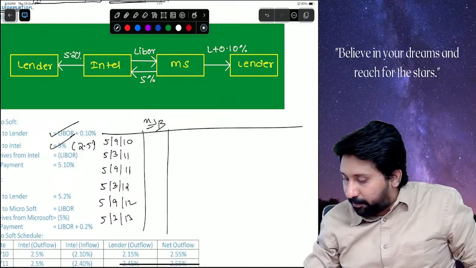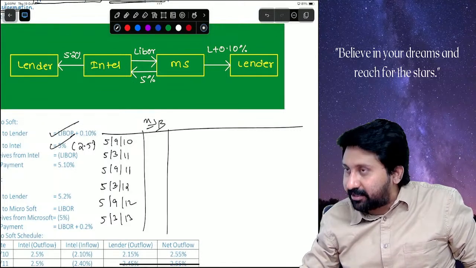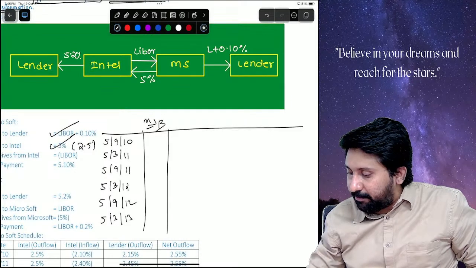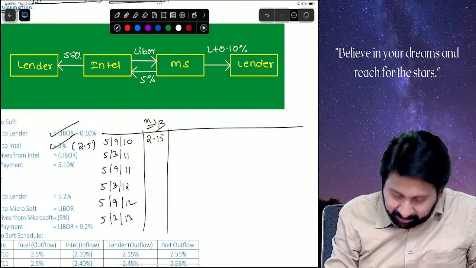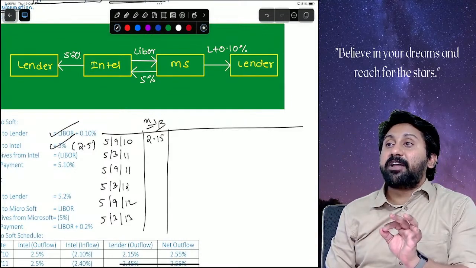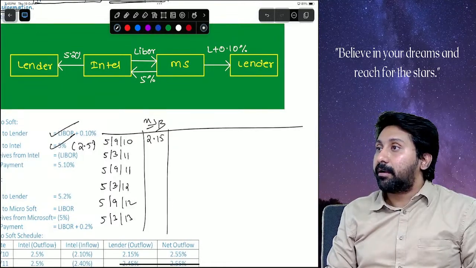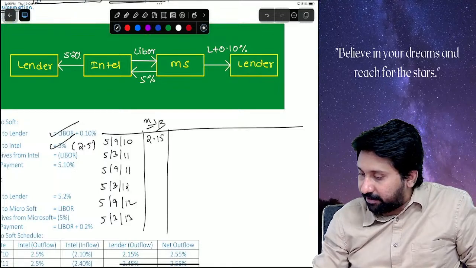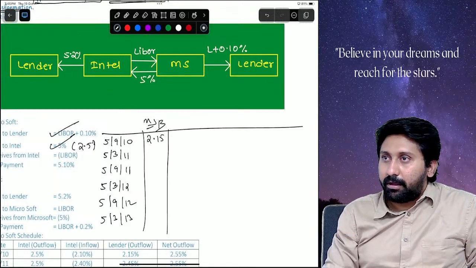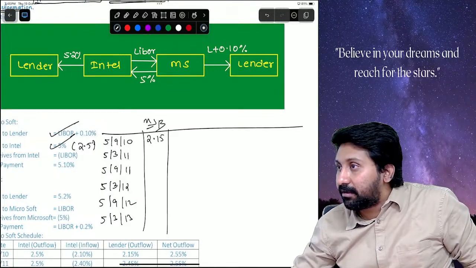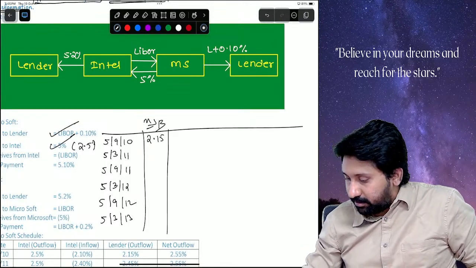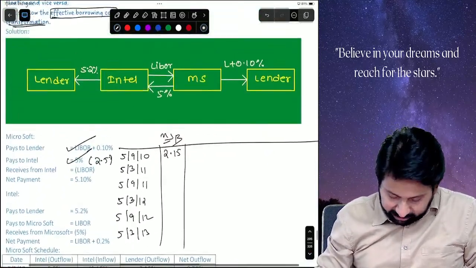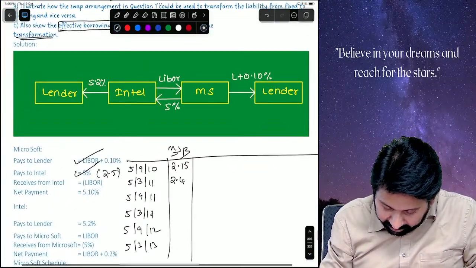What is the LIBOR on the first date? 4.2. 4.2 plus 0.1. How much? 4.3 divided by 2. How much it is? 2.15. Correct? 2.15 is outflow na inflow na? Inflow na? Very good. Next, like that. Please tell the answers one by one. Next one is how much? 4.8. 4.8 divided by 2. How much it is? 2.45. Okay.